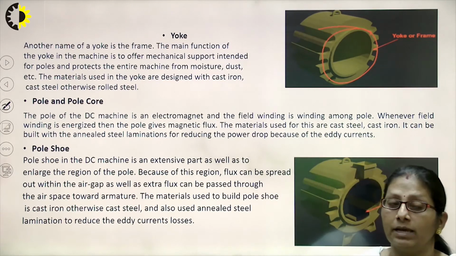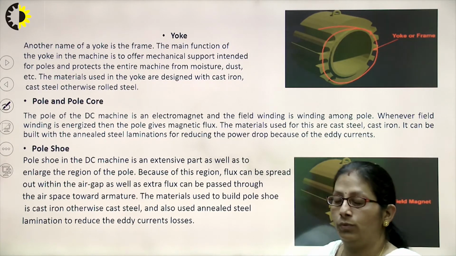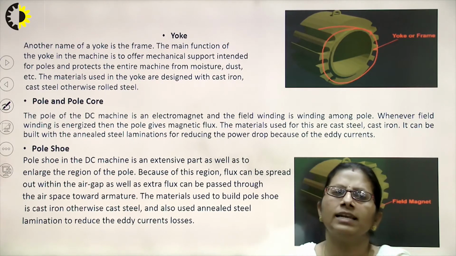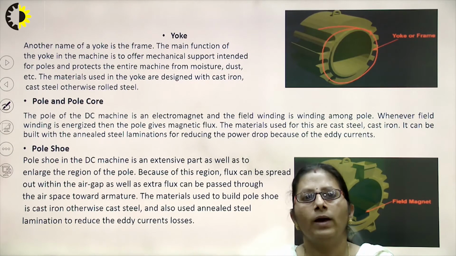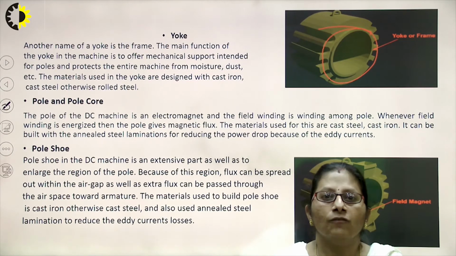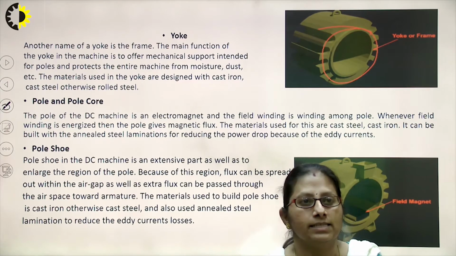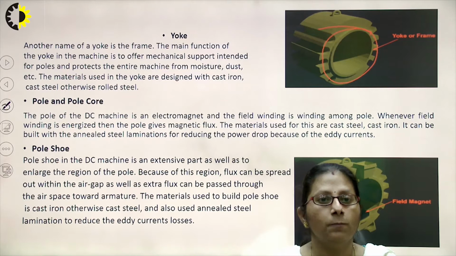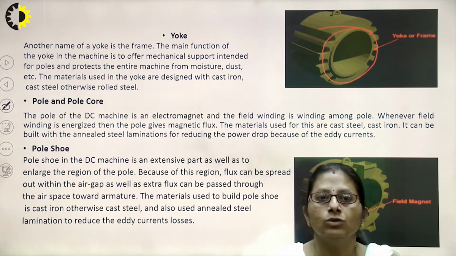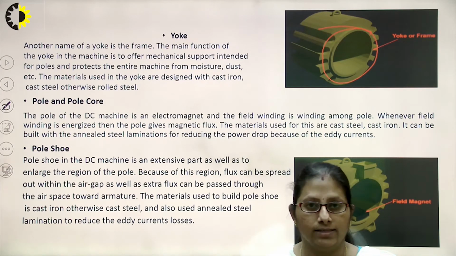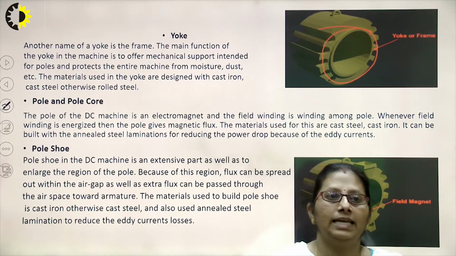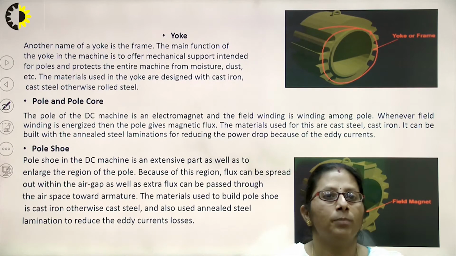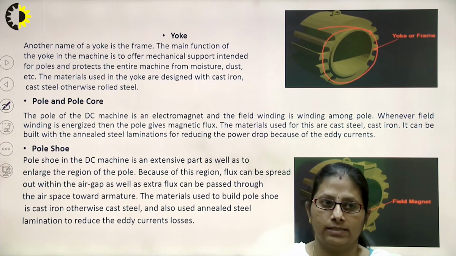So this outermost portion, what can be seen over here, this is forming the yoke. Now coming to the second part, that is pole and pole core, right? Now the pole of the DC machine, what is that? It is nothing but an electromagnet, and the field winding is the winding among these poles. Whenever the field winding is energized, then the pole gives this magnetic flux which is required for the production of the EMF. The material used for this is generally cast steel, cast iron. It can be built with the annealed steel laminations. And why are the laminations being done? Obviously to reduce the power loss because of the eddy currents.